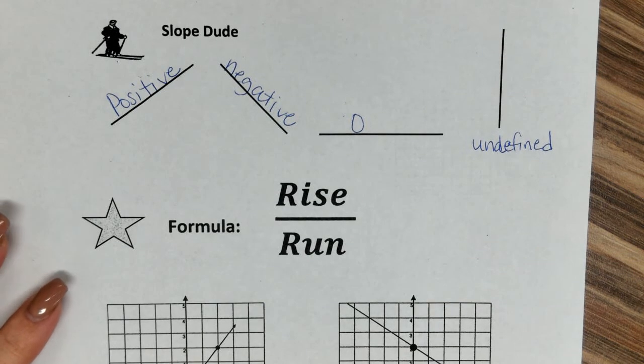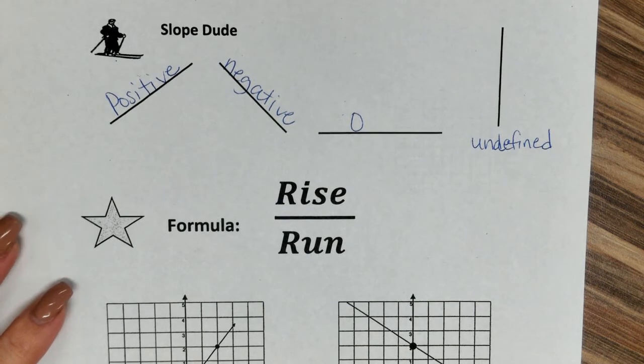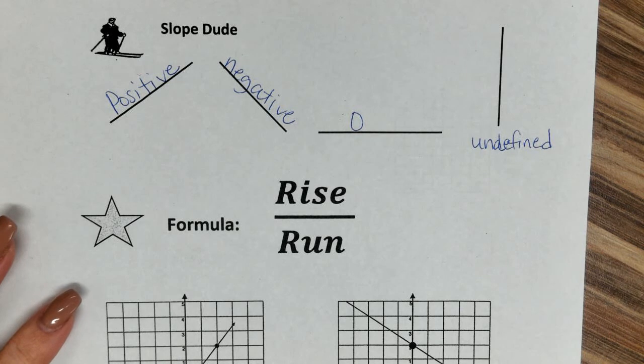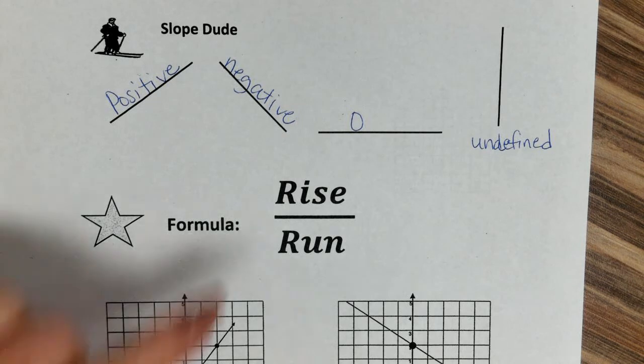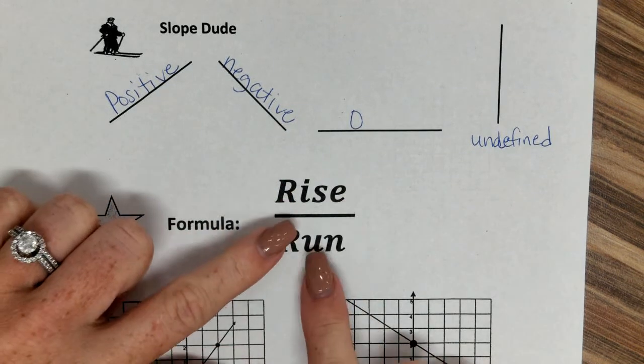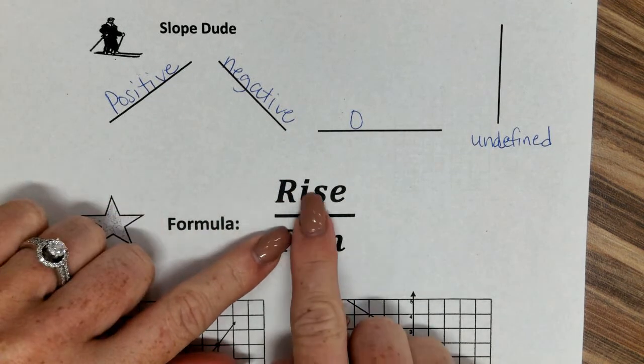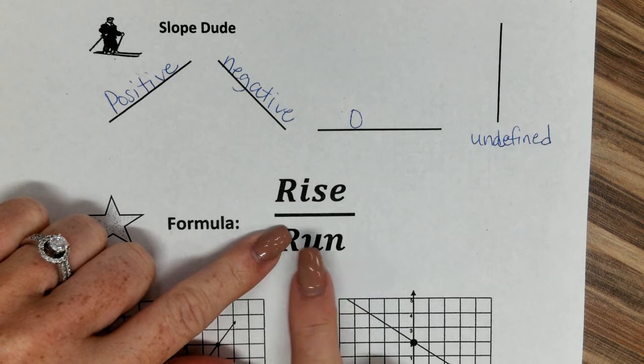Have y'all heard about that when you were in 7th grade? Rise over run. Yes. All right, I want y'all to think about it. You're laying in bed in the morning. Can you just take off running in bed? What do you have to do first? You have to get up. You have to rise before you run. Rise goes on top. Run goes on bottom.